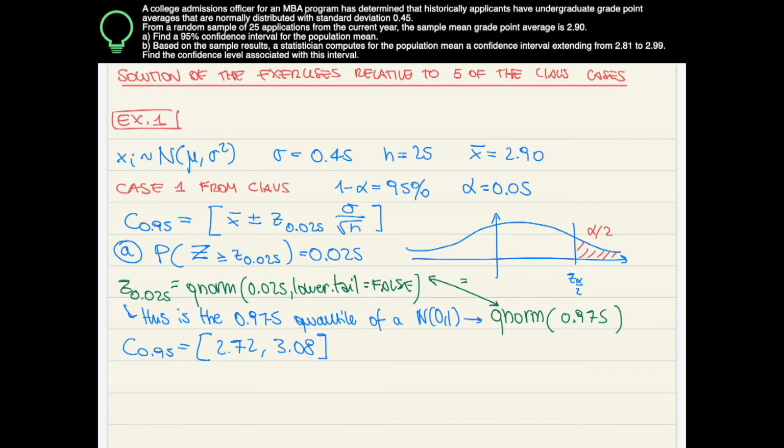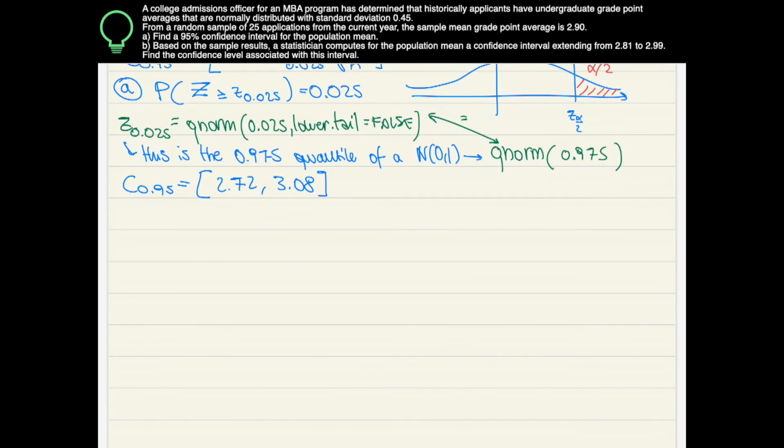Okay, the second part is a bit more challenging. Let's read it. Based on the sample results, another statistician computes for the population mean a confidence interval extending from 2.81 to 2.99. Find the confidence level associated with this interval. Great. So a different statistician has computed a confidence interval as well. Now, of course, if this statistician had used the same confidence level, 0.95, they would have got the same result. So they must have used a different confidence level. And for this confidence level, they got 2.81 and 2.99.